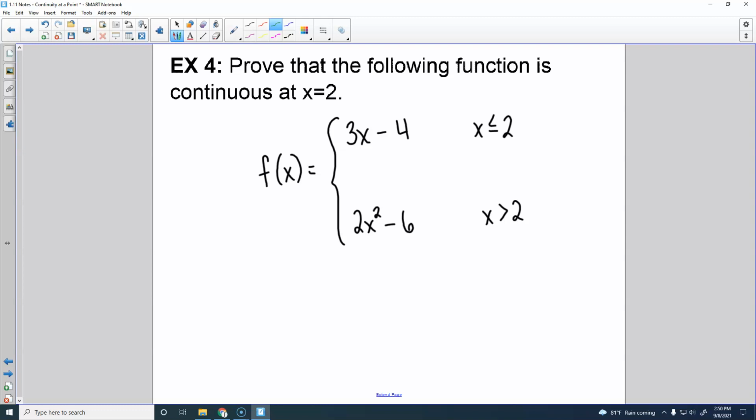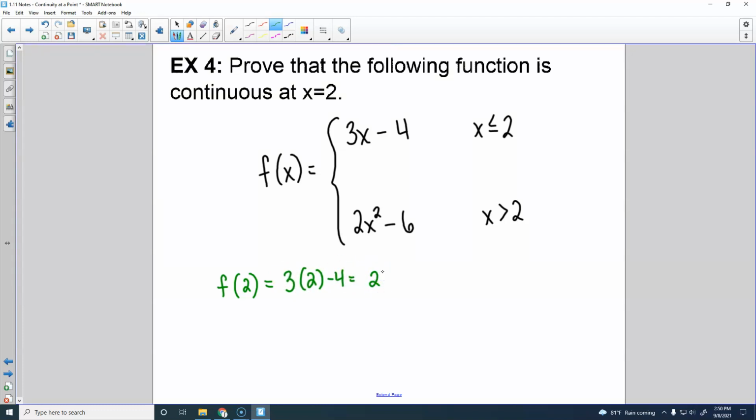So there are three things you have to show. First of all, you have to find f of 2. To find f of 2, we're plugging 2 in. Which equation do we plug it into, the top or the bottom? Top. Okay, for f of 2, this is where you have the closed circle. The closed circle is wherever you have the or equal to, right here. So we're going to have 3 times 2 minus 4, which is going to give us 2.